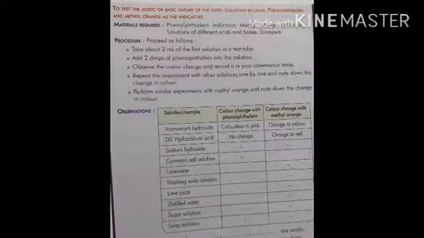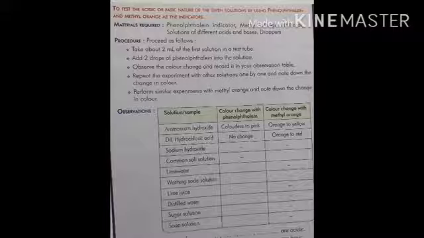Now for the phenolphthalein, original color is colorless, color in acid medium is colorless, color in basic medium is pink. To test the acidic or basic nature of a given solution by using phenolphthalein and methyl orange: the methyl orange original color is orange, color change with acid is red, color in basic medium is yellow.